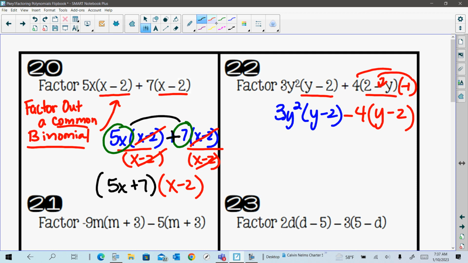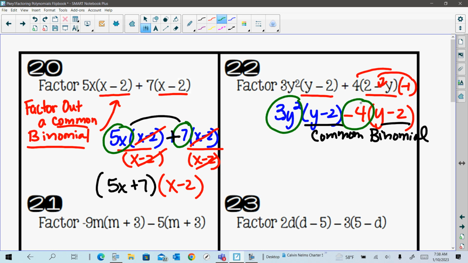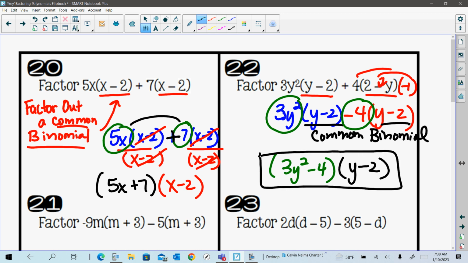So now I have the common binomial. That's my common binomial right there. So that's one of my factors. The other factor is just what's in front. So circle your sign too, because that helps to make sure you pick the right one. So my two factors are this 3y squared minus 4. That's what's in front of the parentheses. And then the other factor is the common binomial, y minus 2. And that's our factoring right there.